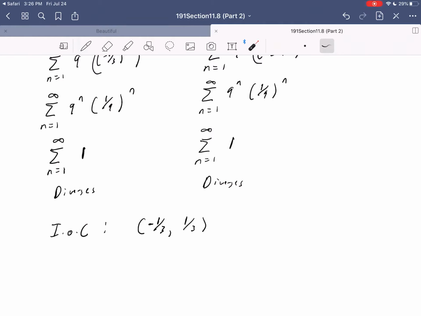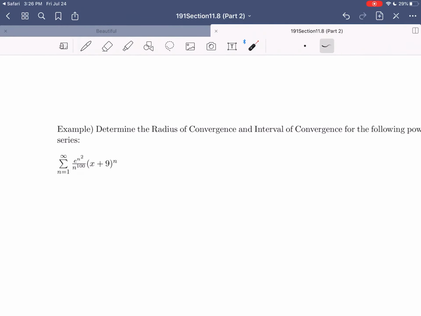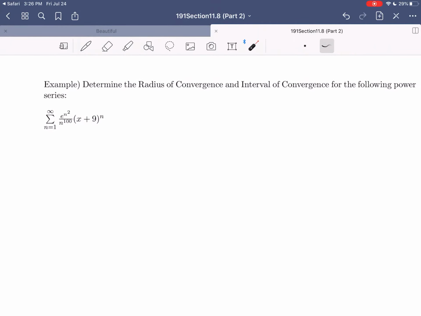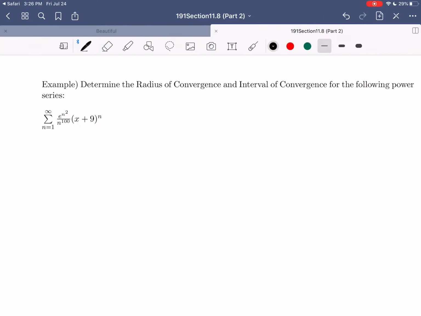Okay, let's go ahead and take a look at another example then. We want to determine the radius of convergence and interval of convergence for the sum from n equals 1 to infinity of e to the n squared over n to the 100, times (x plus 9) to the n. So same thing we want to do. Let's get our center. It's x equals -9.